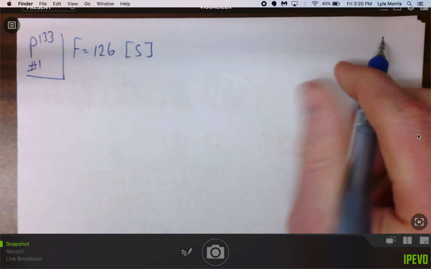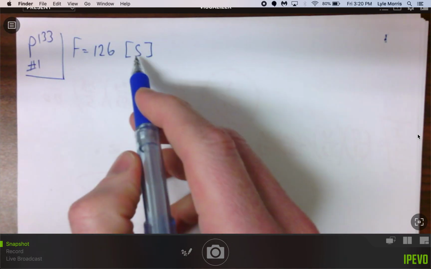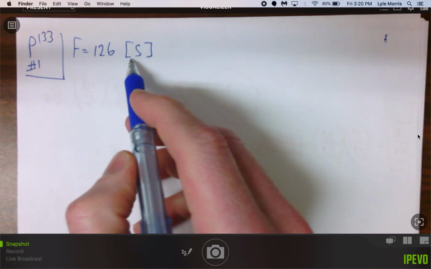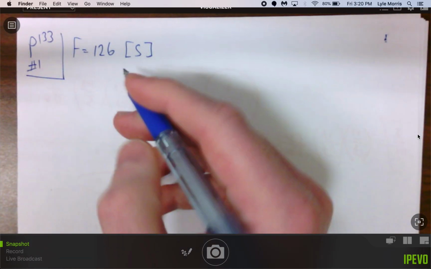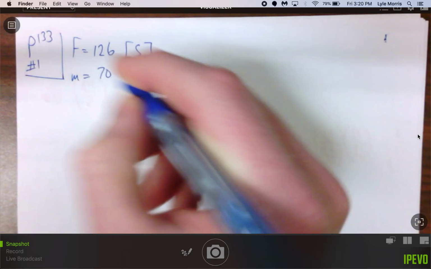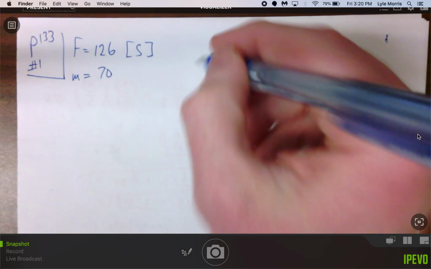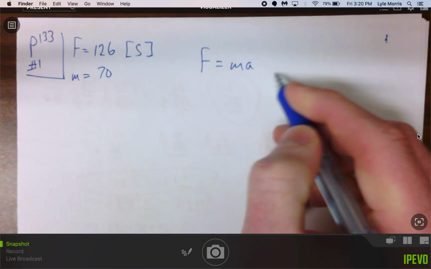I'm not writing the units because it's kind of assumed, but we don't know the direction, and this might change things. Acceleration might be the opposite direction or something. Force is 126 applied to a 70 kilogram sprinter, so mass equals 70. Determine the acceleration of the sprinter. F equals ma. It's just the three variables.